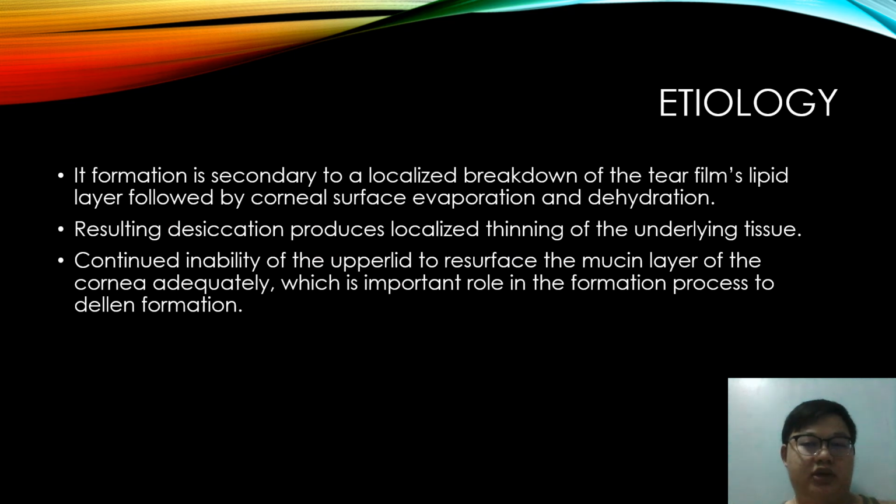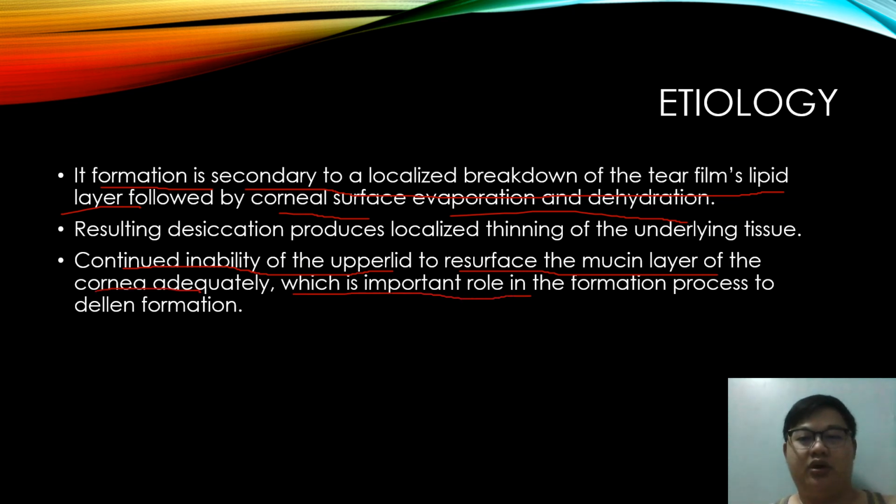The etiology is that the formation is secondary to localized breakdown of the tear film lipid layer, followed by corneal surface evaporation and dehydration. The resulting desiccation produces localized thinning of the underlying tissue, and then there is a continued inability of the upper lid to resurface the mucin layer of the cornea adequately, which plays an important role in the Dellen formation process.